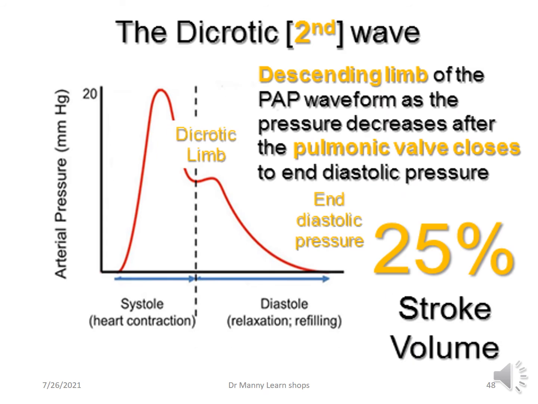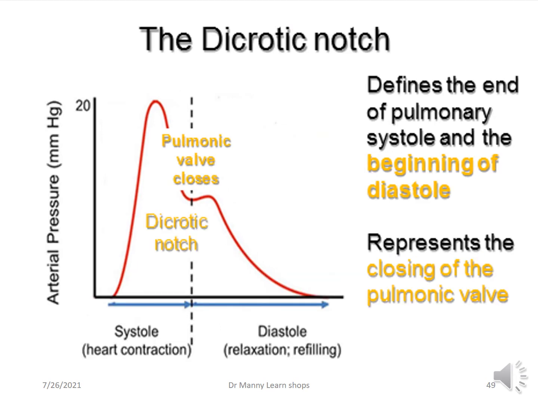The dicrotic notch is the second wave, and this is the descending limb of the PA waveform as the pressure decreases after the pulmonic valve closes to the end diastolic pressure. However, during this phase, there's still 25% of stroke volume being ejected. This is the dicrotic limb, the second wave. The dicrotic notch is when the pulmonic valve closes, and it defines the end of pulmonary systole and the beginning of diastole. And as I said, it represents closing of the pulmonic valve.